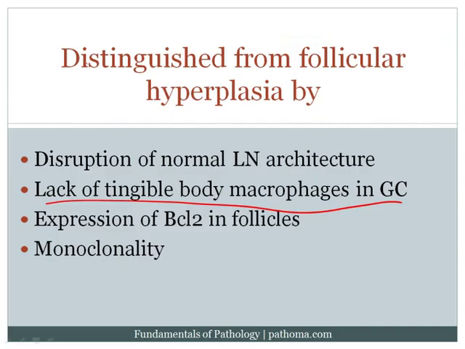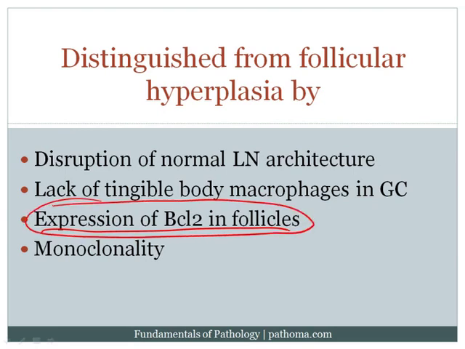A third important point concerning follicular lymphoma is the expression of BCL2 in the follicles. The vast majority of cells in the human body express BCL2, because you don't want those cells to undergo apoptosis. However, in a normal follicle, in you and I, there would be no expression of BCL2 because you want to turn BCL2 off to allow for apoptosis. But if there is expression of BCL2, that would indicate that we're dealing with a follicular lymphoma.